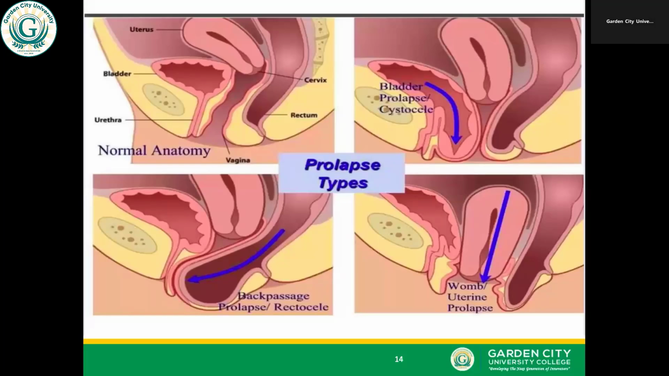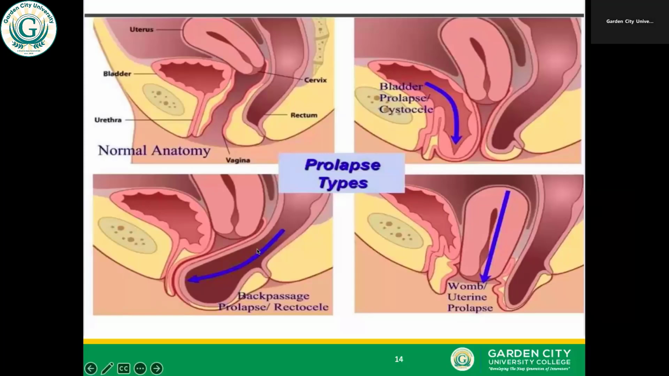If you look at the first image, it is showing the normal placement of your uterus, where the arrow is showing. If you look at the cursor, that is the normal placement of the uterus, the bladder, and the rectum. In the second image, with the bladder prolapse, you see that the bladder has gone down, causing bladder prolapse, which is the cystocele.